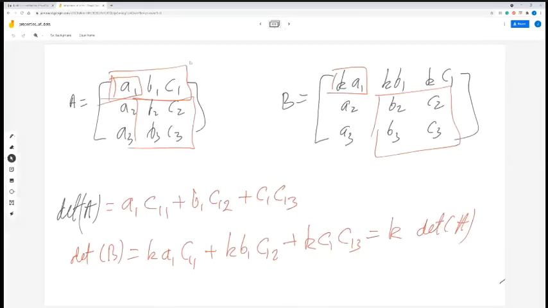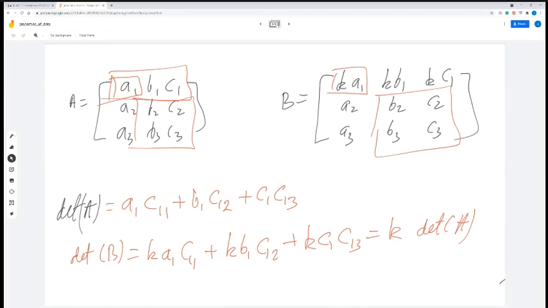Okay, so let's get started. Remember, we left off at the properties of determinants. We have mentioned already two properties of determinants. We said that if you switch two rows, the determinant changes sign, and if you multiply one row by a number, then the determinant also gets multiplied by the same number.